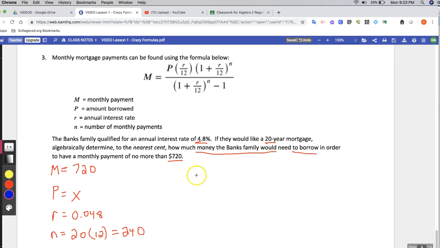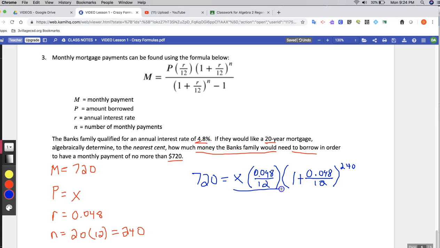So I'll write here that M is equal to 720. And that should equal our P, which is unknown. So I'll write X times parentheses our R value of 0.048 over 12 in that first parentheses of our numerator, and then we have another parentheses of 1 plus R, again of 0.048, that also is over 12. And the second parentheses needs to be raised to the value of N, which is 240. And that's just the numerator of the right side of our equation.